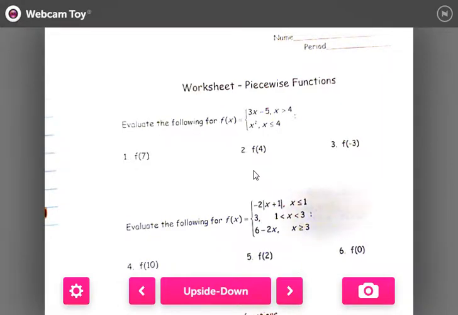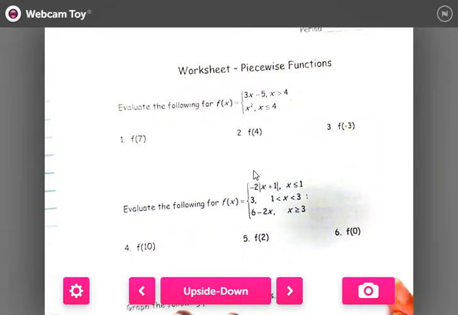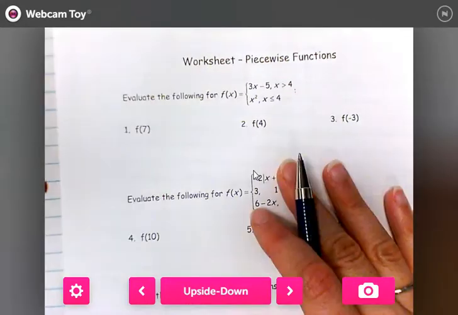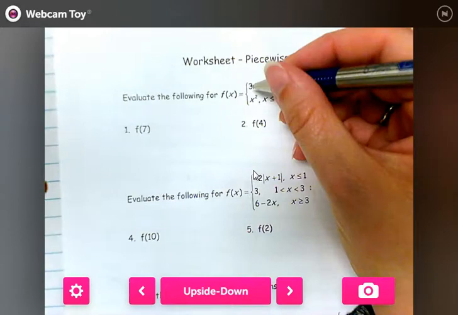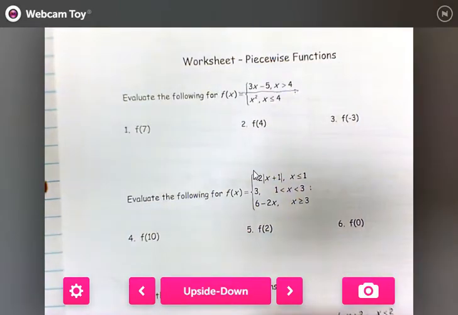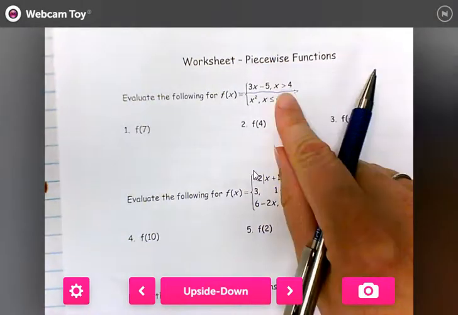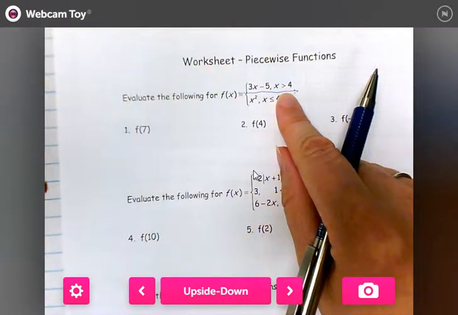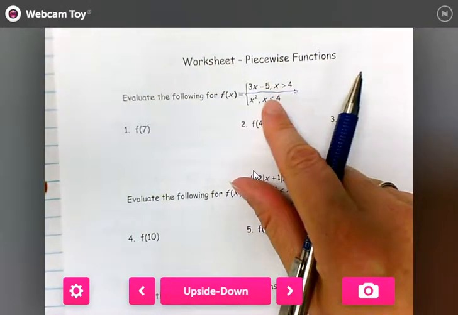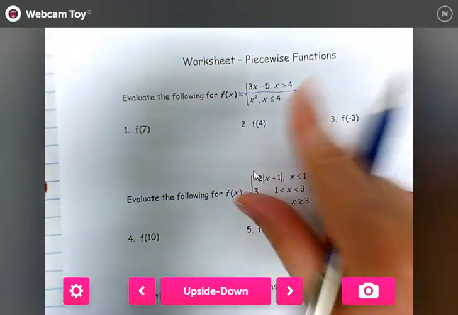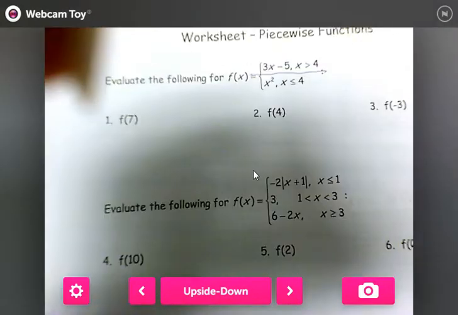Piecewise function with this guided worksheet? Okay, first of all, piecewise functions are functions where you've got two functions together. Sometimes they overlap. It's piecewise because it's pieces of it. Okay? So this piecewise function tells us that it is 3x minus 5 as long as x is greater than 4, and it is x squared as long as x is less than or equal to 4.